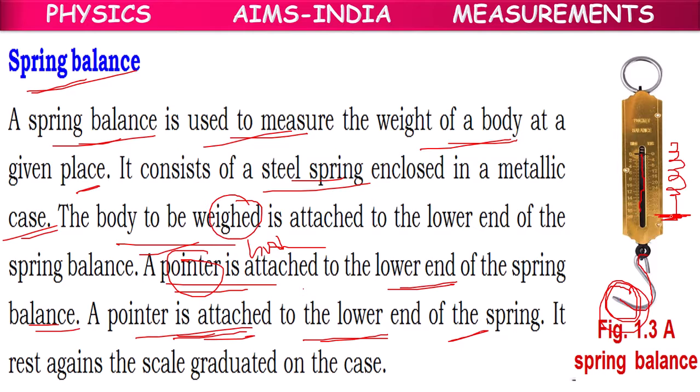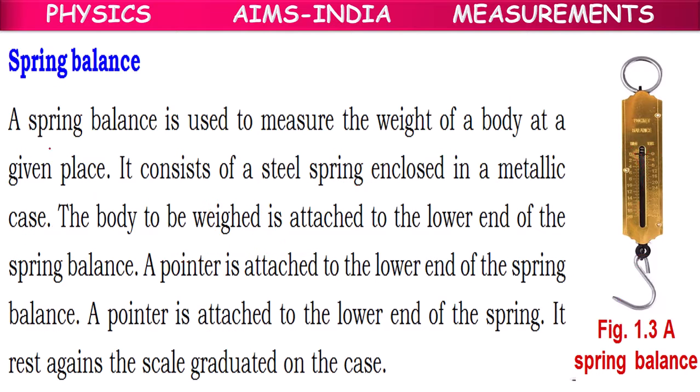Where the pointer stops, there we will have some markings here. Where the pointer stops, according to the scale, that will be the weight of the object. That will be the weight of the object, like that we can tell. So a spring balance is used to find the weight of an object, children.